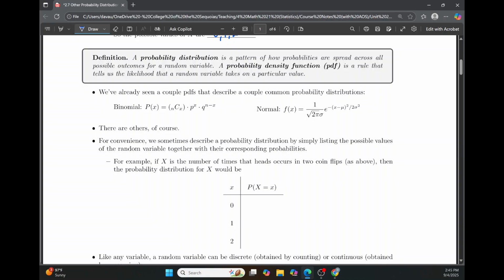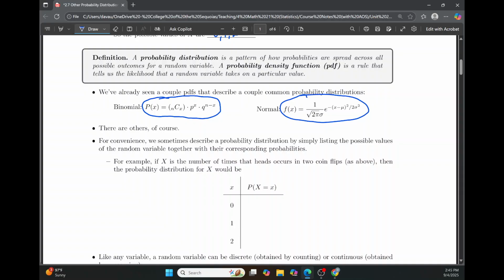We've already seen a couple of probability density functions, or PDFs, right? Here's the PDF for a binomial random variable. Here's the PDF for a normal random variable. And of course, there are others. Sometimes for convenience, we'll give that probability density function as a table instead of as a formula.